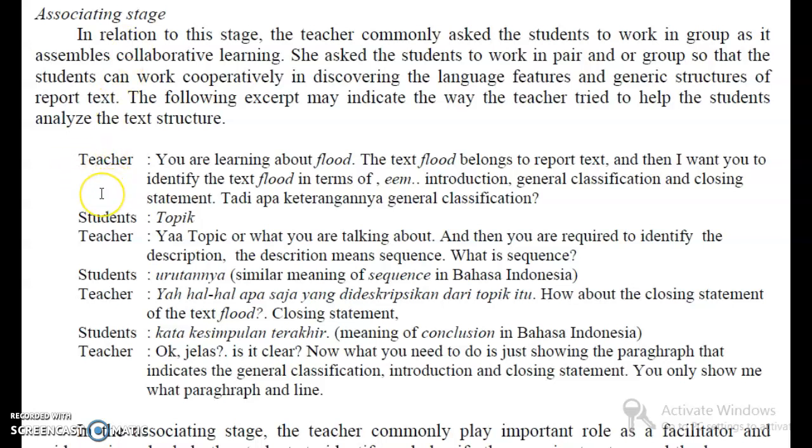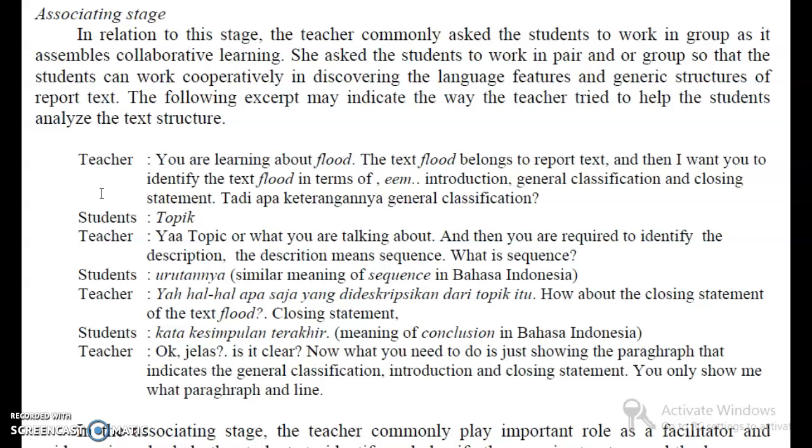Let's see here the dialogue. You are learning about flood. The text flood belongs to report text. And then I want you to identify the text flood in terms of introduction, general classification, and closing statement.